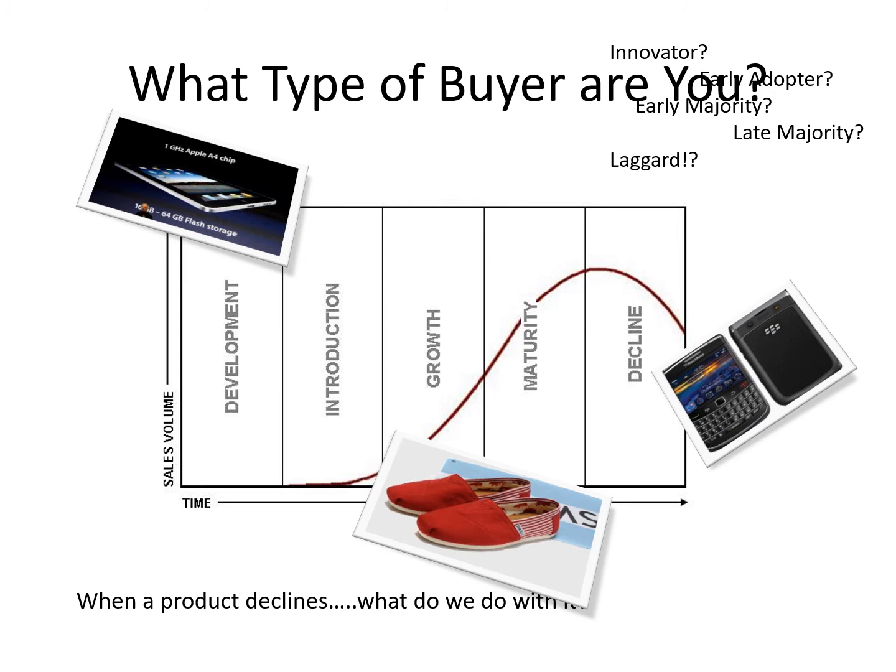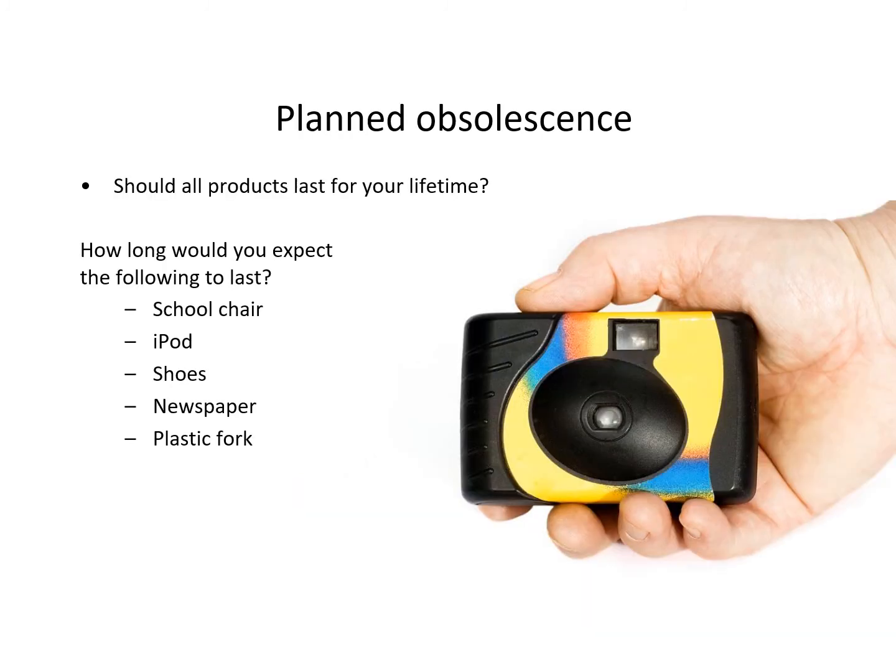When a product declines and becomes obsolete, what do we do with it? Most products go to landfill when they are no longer used. If they become obsolete, people no longer want them, they can go to landfill but take a long time to biodegrade. However, some products are planned to be obsolete and not last for a long time. For example, we've got here a throwaway camera. We know that is not going to last. It is a one-off product.